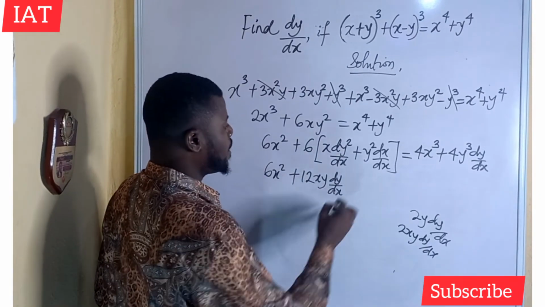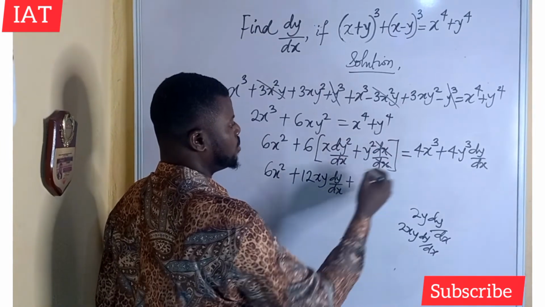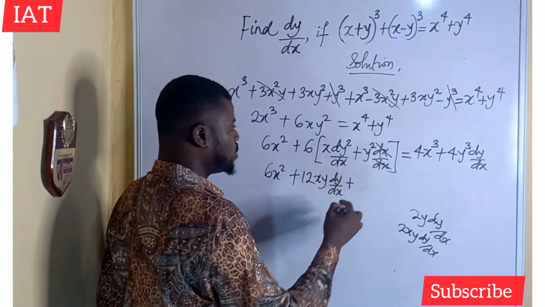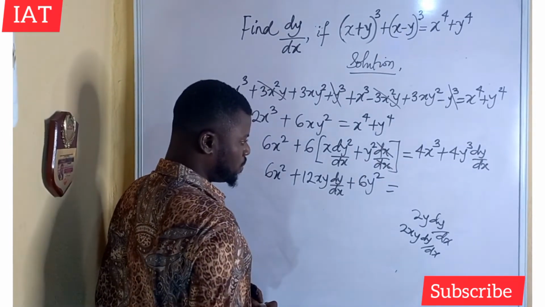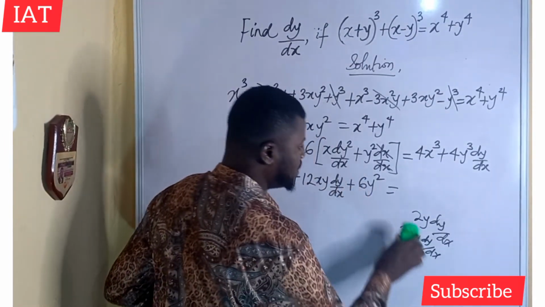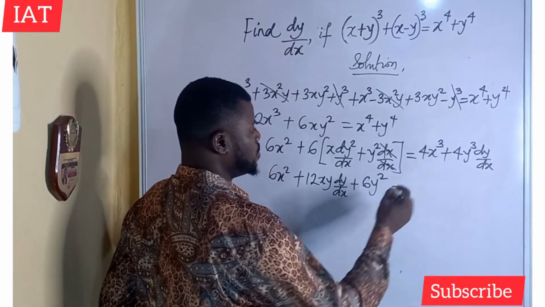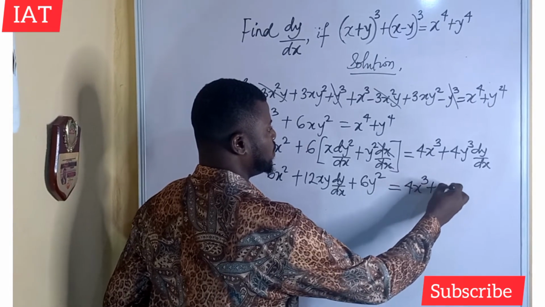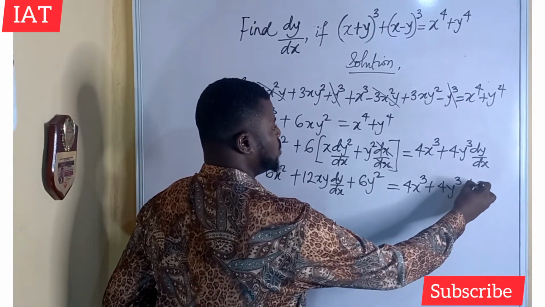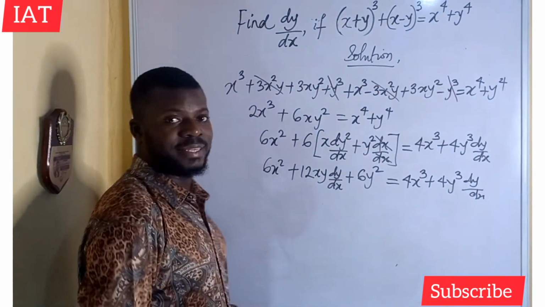All right, plus 6 multiplied by, of course, this will cancel out, 6 multiplied by y squared, we have 6y squared. This will be equal to, what do we have at the right hand side? What we have at the right hand side is the same thing. We're still going to write them down, which is 4y to the power of 3 plus 4y cubed dy over dx. So at this point, we need to collect like terms.